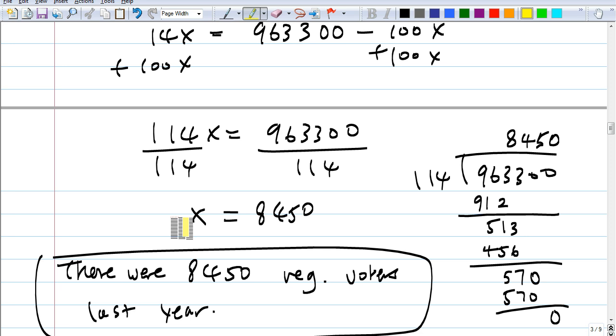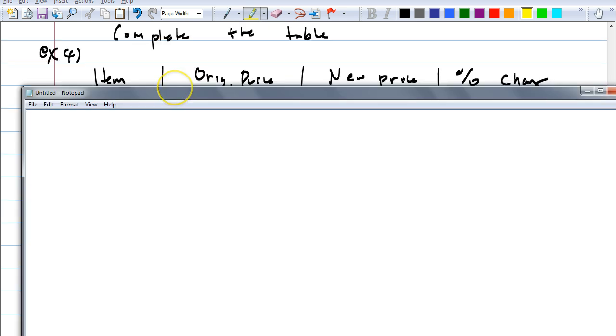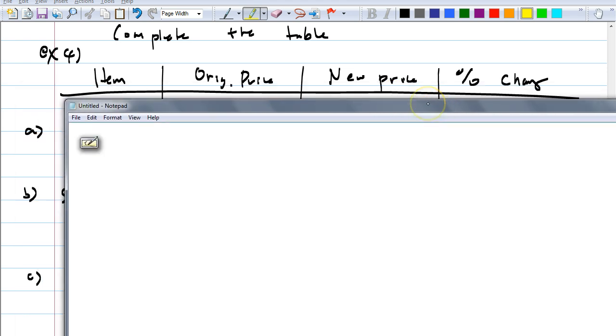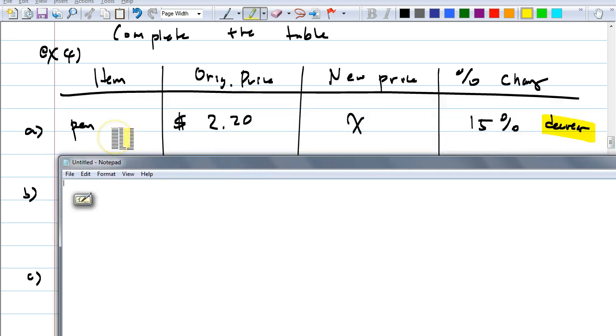Okay, I'll give you some more time to finish it up. Okay, example 4, guys. This is actually from your homework. I'm going to give you some item and say the original price of this item was $2.20. The new price we want you to find out, and there was a 15% decrease. How do we find x? Let's do this one together, and then I'll help you try. It doesn't matter what item. You could put down any item you like there.